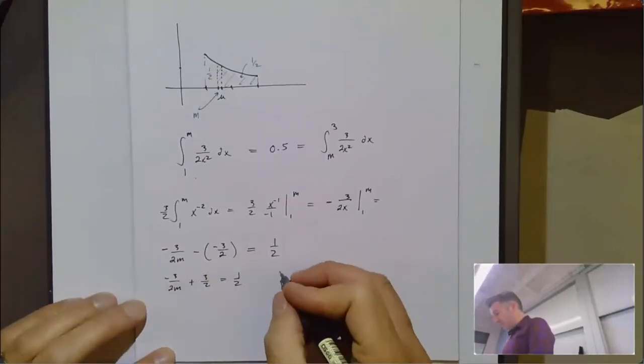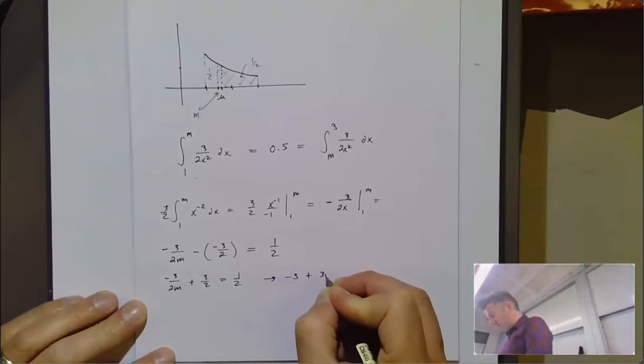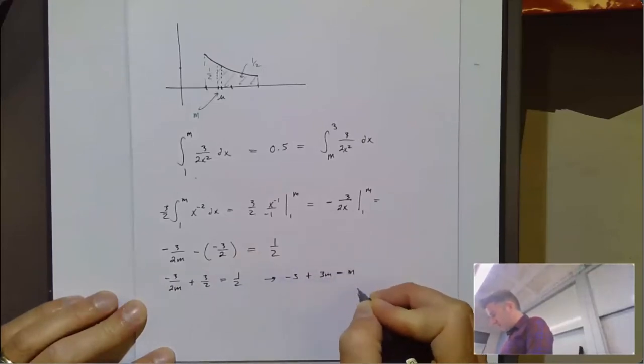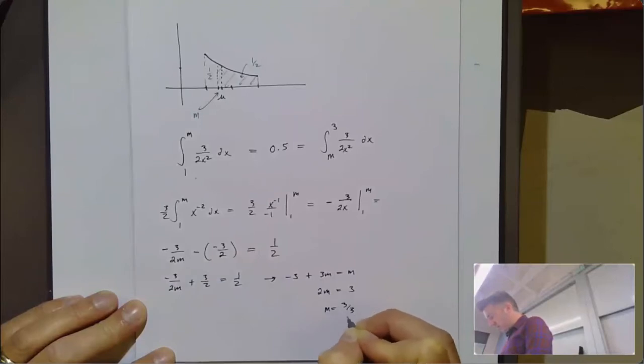So let's see, solving for this, I'm going to get -3 over 2m plus 3/2 equal to 1/2. I'll multiply everything by 2m just to get rid of the denominator easily. I'm going to get -3 plus 3m equal to m, and then 2m equal to positive 3. So m equal to positive 3/2.